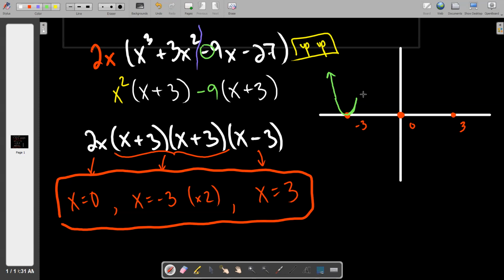And then all the other zeros are just cut roots. So the next one is just going to come up. It's going to cut through 0, and then it's going to come back up, and it's going to just cut through 3. Because they're just single roots, they're just cutters. No bendies, just cuts. So I slacked a little bit and didn't color code. My bad. I shall fix.